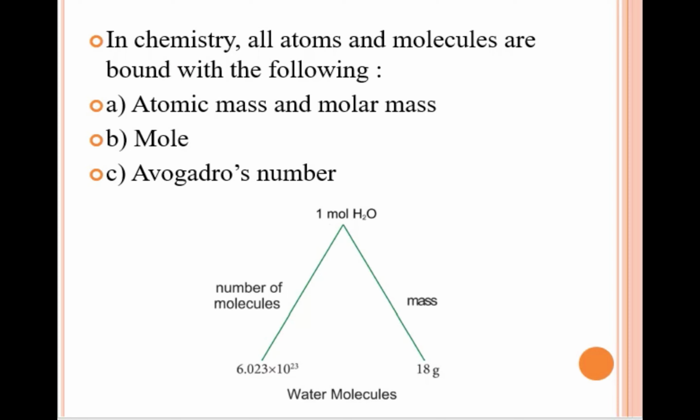There is a relationship between the atomic mass, molar mass, mole, and Avogadro's number. For example, 1 mole of water is equal to Avogadro's number of molecules, and also is equal to 18 grams.